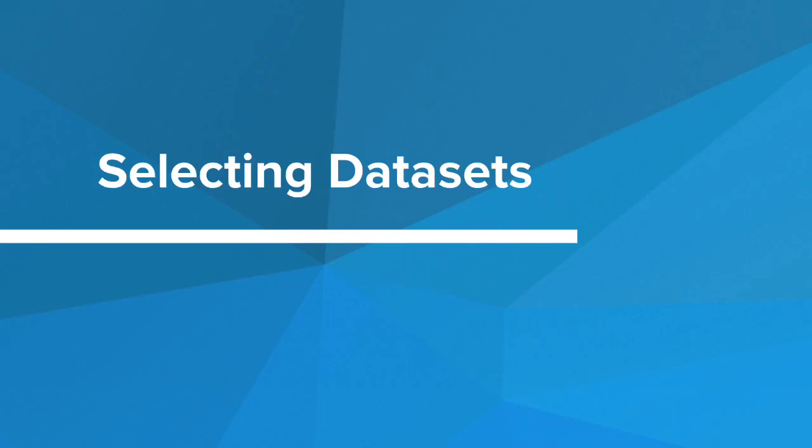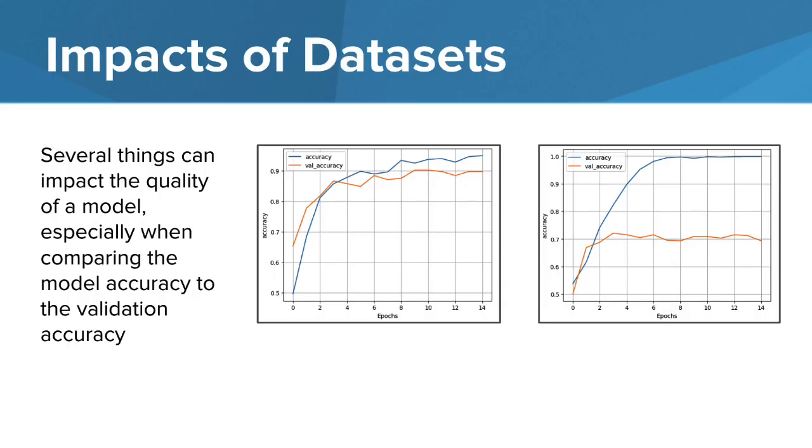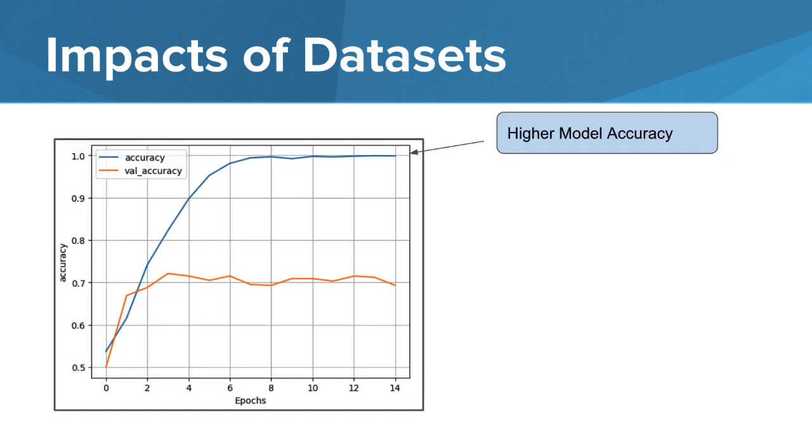Hi, in this video, we're going to discuss selecting databases. As you have explored neural networks, you may have noticed that some models perform better than others. Some of this is due to how well the model is tuned, but it can also be a result of the data that is used to train the model. Let's take a closer look at these two model charts.